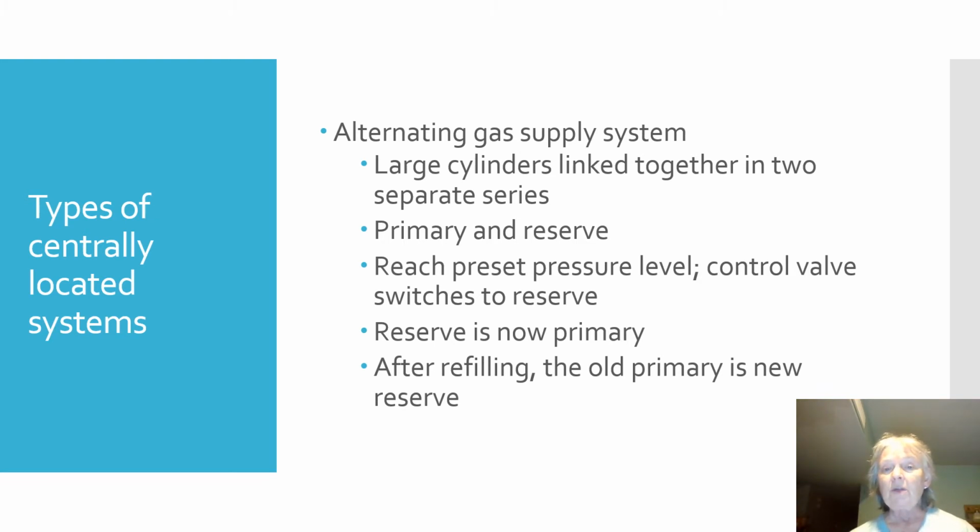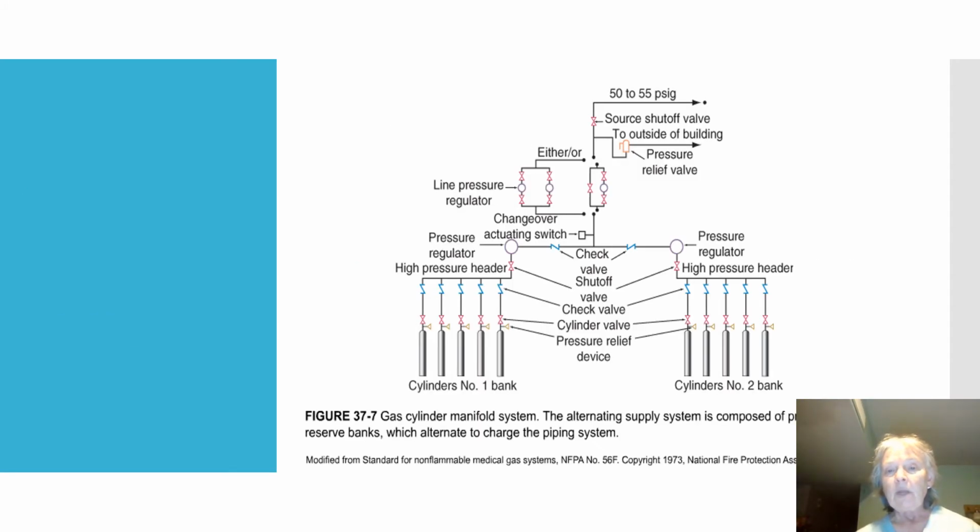So what you can do then is you have two banks of cylinders. One is a primary, one's a reserve. Once you reach a preset pressure level, you have a control valve that's going to switch over, and now the reserve becomes the primary. Once you fill the old primary, it now becomes the reserve. And here's just a little picture of it. It shows you how you can see that switch over.